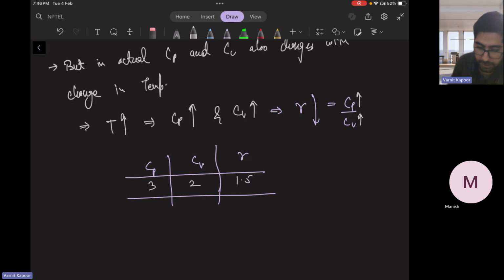Okay, if you increase the temperature, on increasing the temperature for the same gas, as per the statement, Cp and Cv both should increase. Let us suppose Cp increased to 4 and Cv increased to 3. What is 4 by 3? 1.33. You observe that gamma decreased on increase of the temperature. Gamma got decreased. Okay.